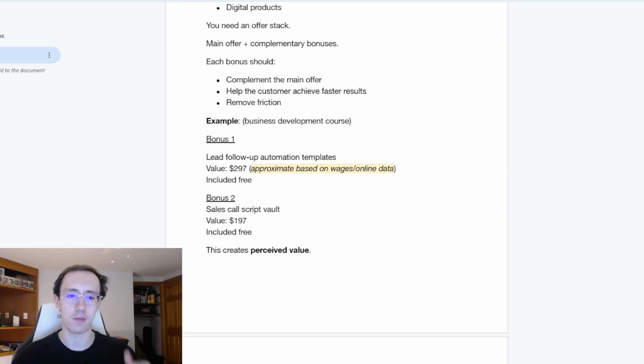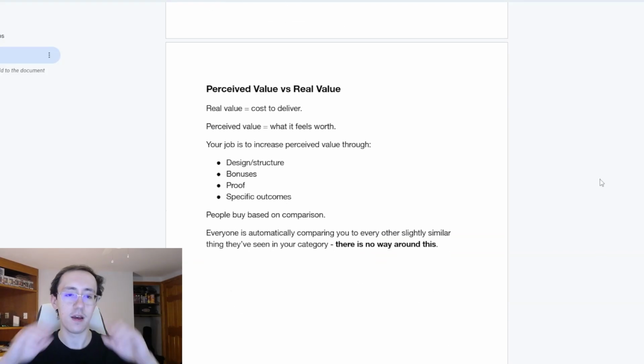And another bonus could be a sales call script vault, put a value on it and include it for free. This increases the perceived value. Now, what does that mean? So the real value is whatever it costs you to actually deliver the service to the customer. The perceived value is what it feels worth to the person buying it.